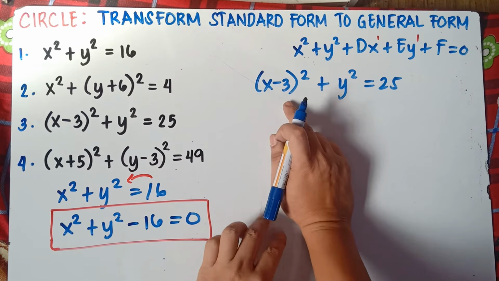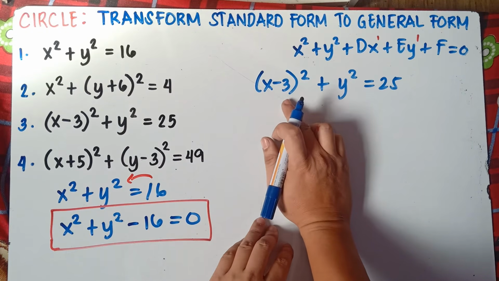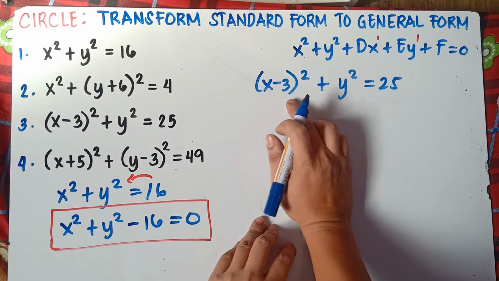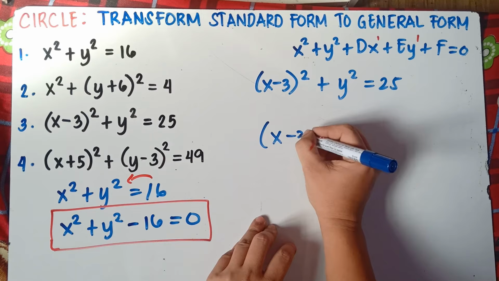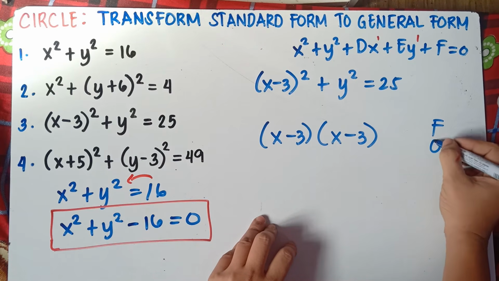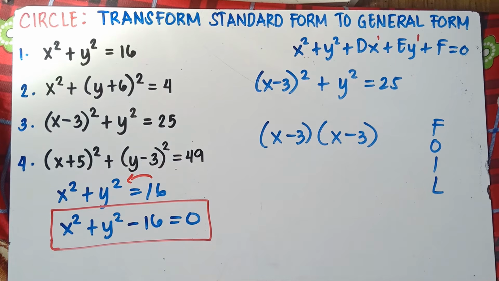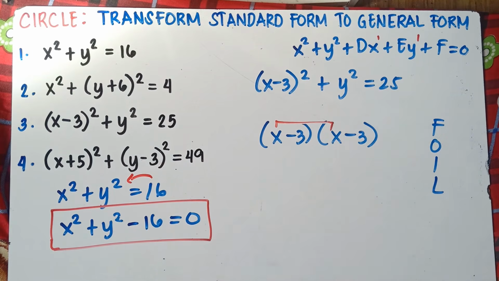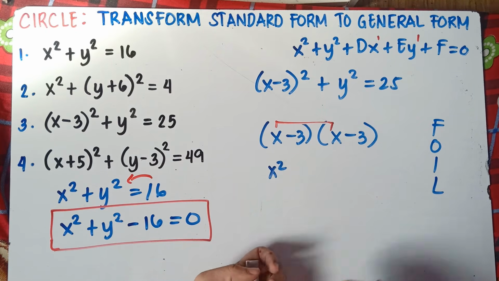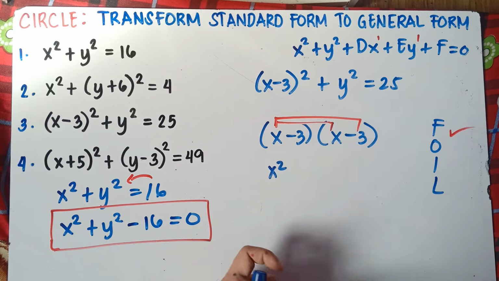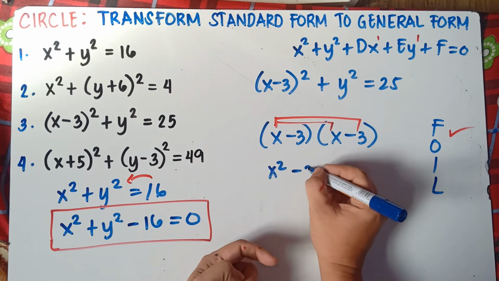So let's simplify this one first with the FOIL method. x minus 3 quantity squared. It means that you multiply this equation by itself twice. So x minus 3 multiplied by x minus 3. Let's do the FOIL method and let's do the square of binomial later on. So first, x times x, that would be x squared. So first, outer, x times negative 3, that's negative 3x.